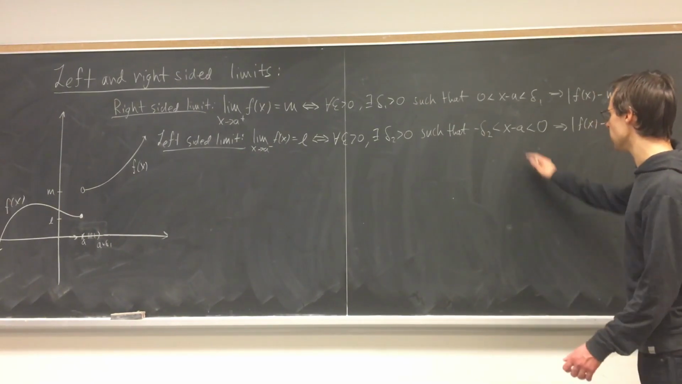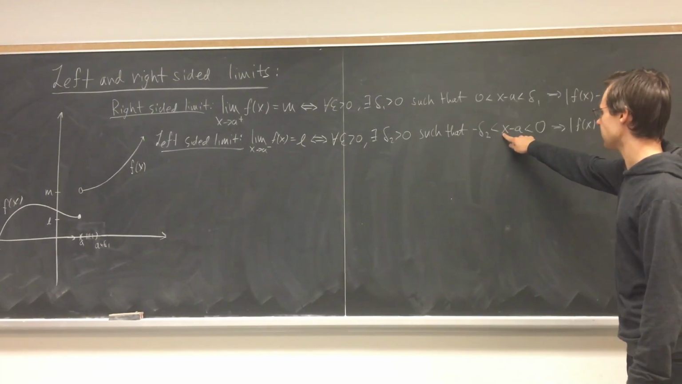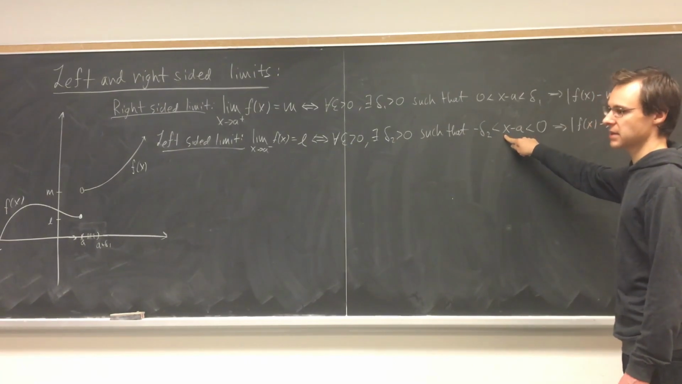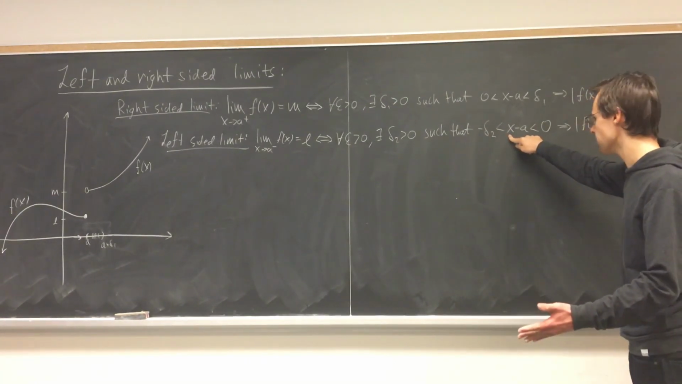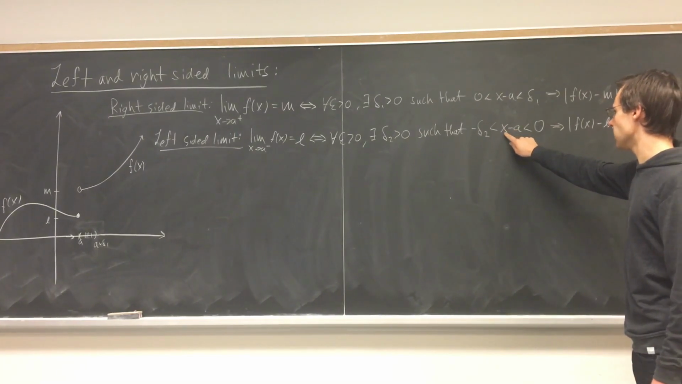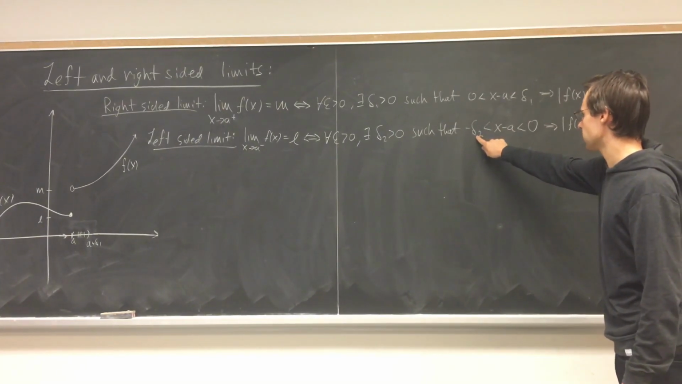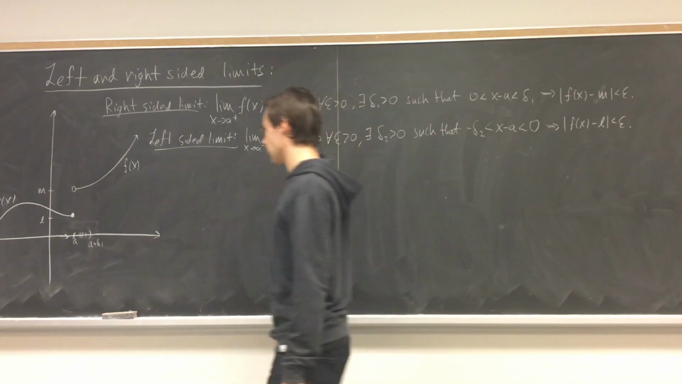Okay? So here, we're told that the x minus a is in fact a negative quantity. Well, that makes sense because x is to the left of a, okay? This is a negative quantity, but it's not too negative, okay? It's larger than the negative delta 2.